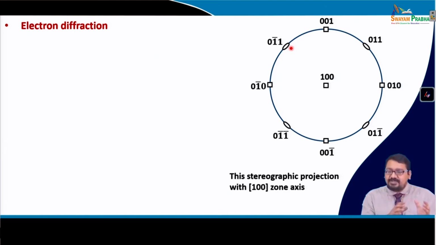this stereographic projection we have learned in greater detail in the previous lectures, right. And this is the 100 stereographic projection because it has 100 zone axis, and we can see how the positions of various other 0 1 bar 0, 0 0 1 planes are represented as poles on the circumference of this stereographic projection.